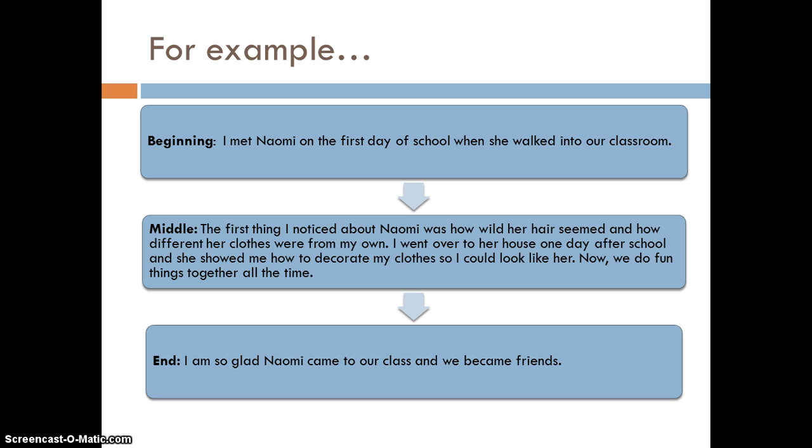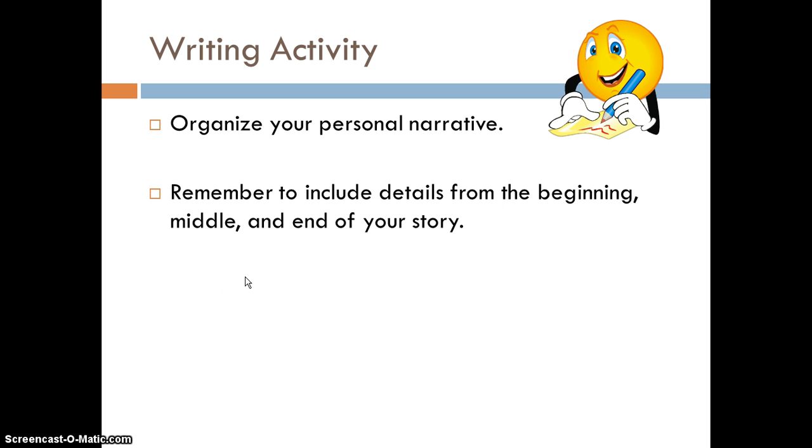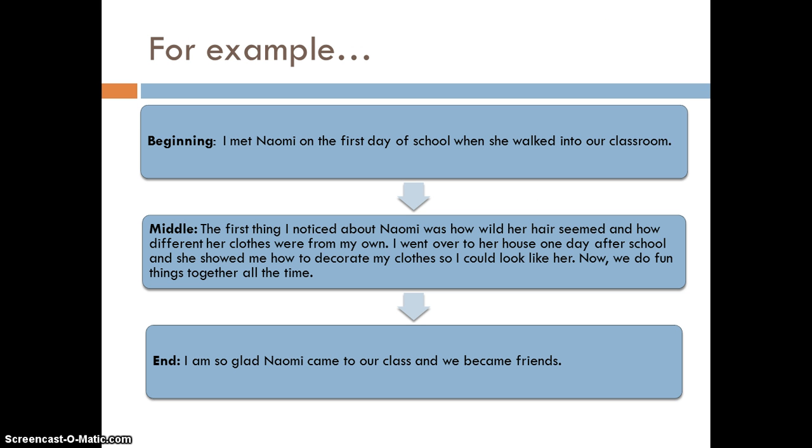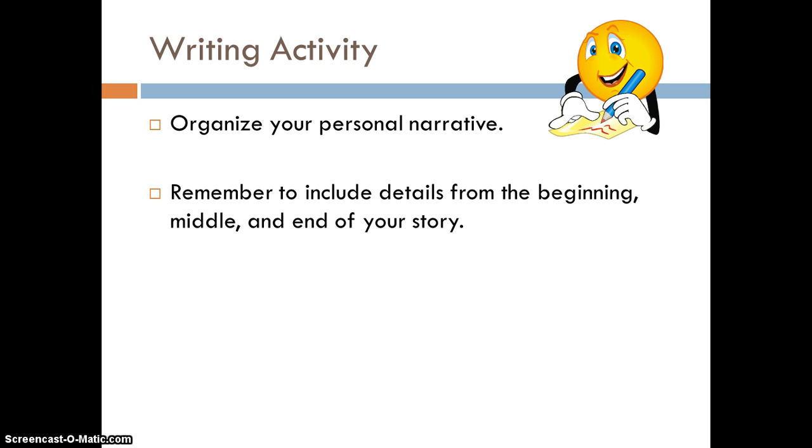Okay, so it's important to introduce what's going on in the beginning, focus in on the main part in the middle, and then the end is wrapping everything up. So as you come to writing today, this is what's going to be required of you. You're going to need to organize your personal narrative just like I have right here: beginning, middle, and end. So you want to get your writing journal ready to include a beginning, middle, and end. And then it's going to be important to include details from the beginning, middle, and end of your story.